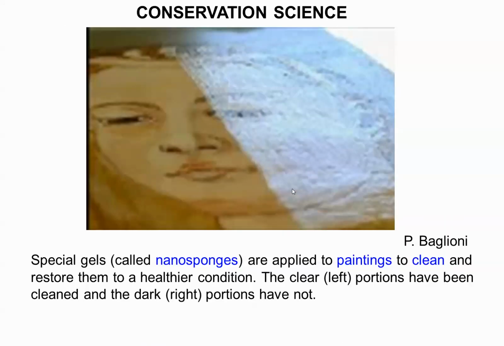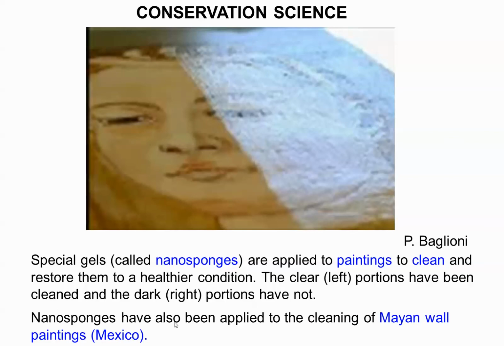Other applications in conservation science. Some nanosponges were made to clean up paintings. Like we see here, after cleanup and before cleanup. The structure of these nanosponges were determined using SANS. These nanosponges are formed of various gels that contain surfactants. Were also used to clean up some Mayan wall paintings in Mexico.